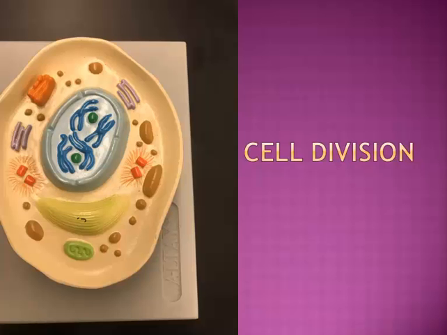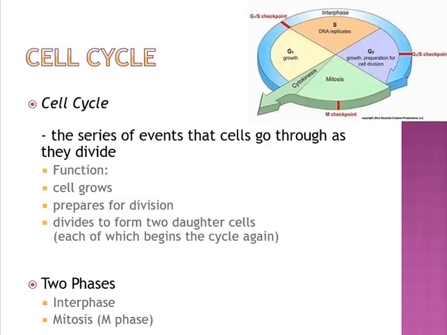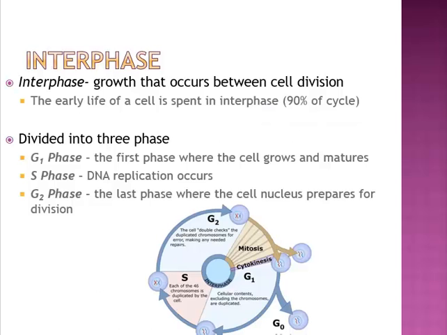The next portion that we are going to talk about is cell division. So first we're going to talk about the cell cycle. This is a series of events that cells go through as they divide. So the main function is cell growth, preparing for the division, and then divides to form two daughter cells. There are two main phases of the cell cycle. We have interphase and mitosis.